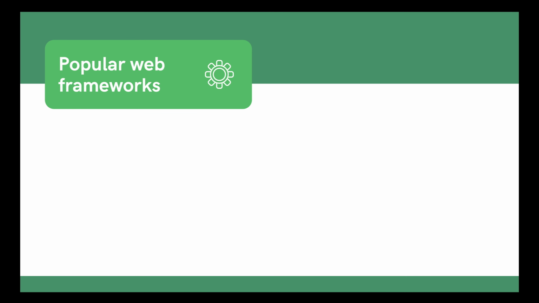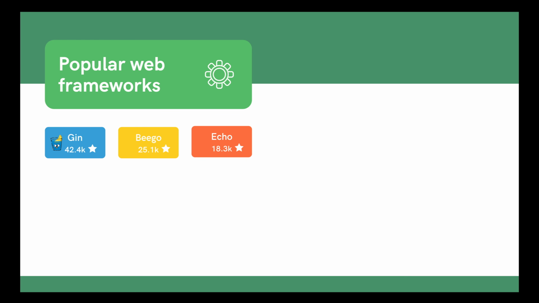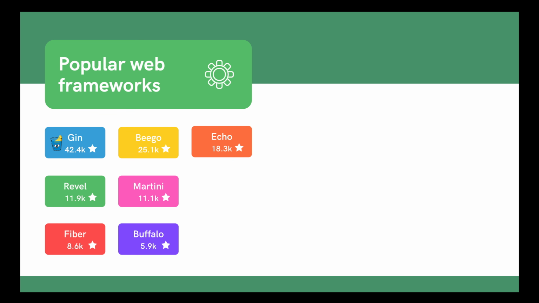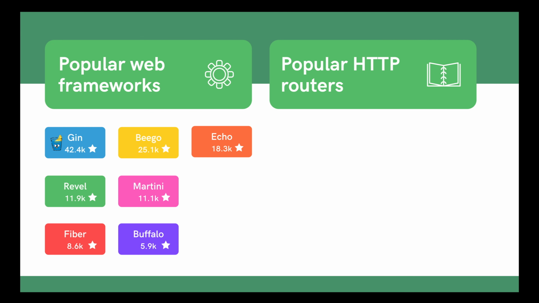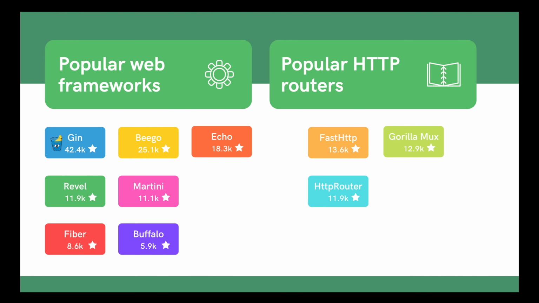Here are some of the most popular Golang web frameworks, together with their number of GitHub stars: Gin, Beego, Echo, Revel, Martini, Fiber, and Buffalo. They offer a wide range of features such as routing, parameter binding, validation, middleware, and some of them even have a built-in ORM. If you prefer a lightweight package with only routing features, then here are some of the most popular HTTP routers for Golang: FastHTTP, GorillaMux, HttpRouter, and Chi.